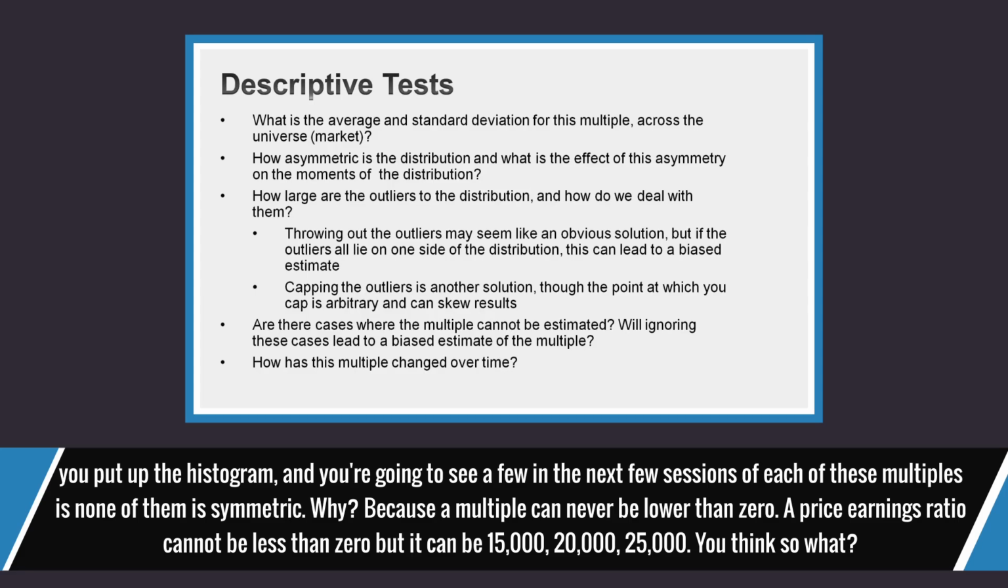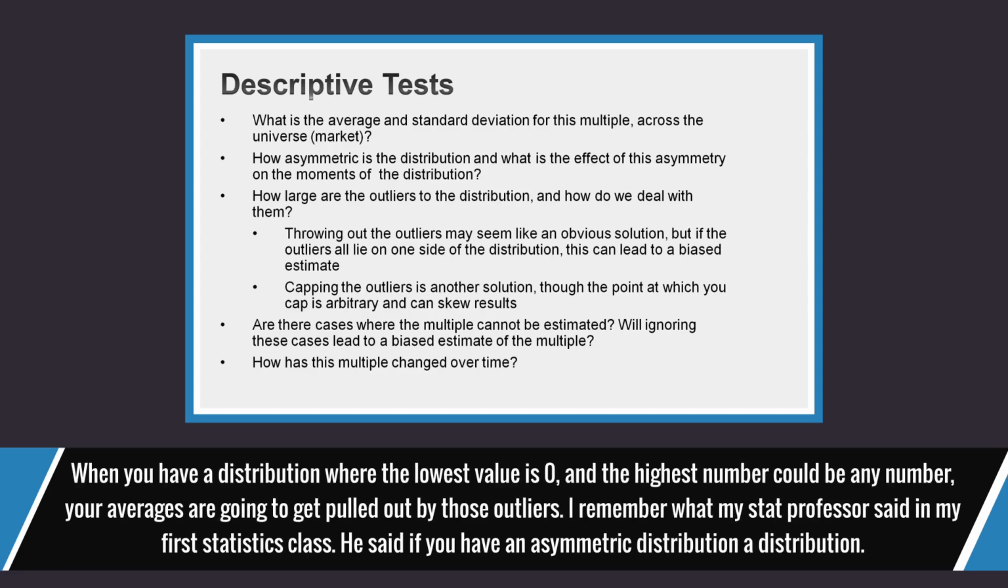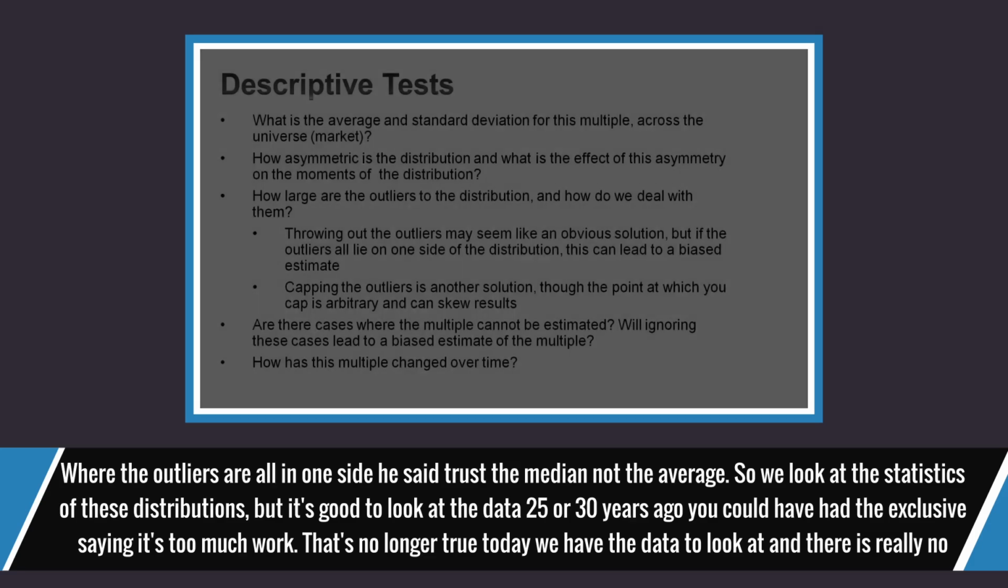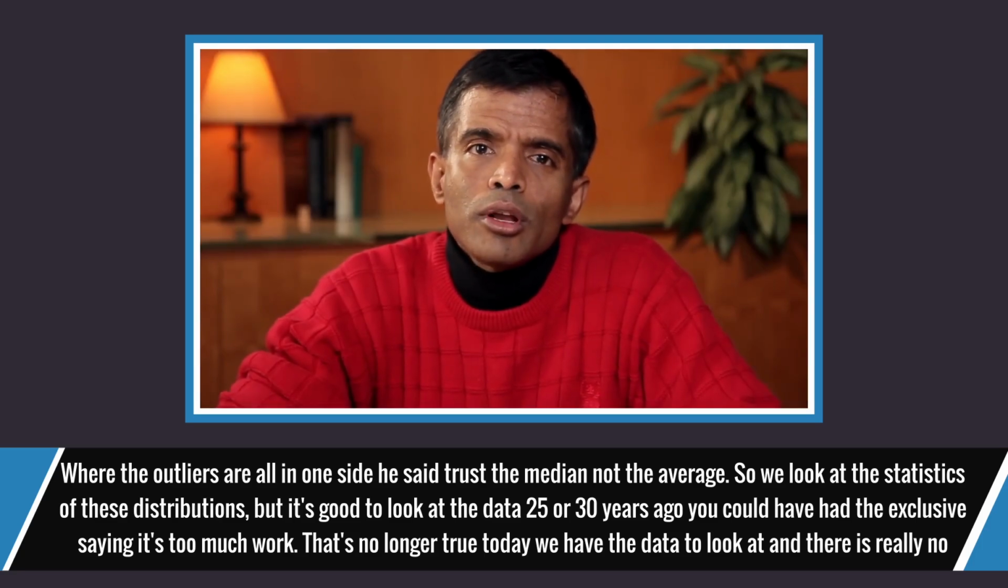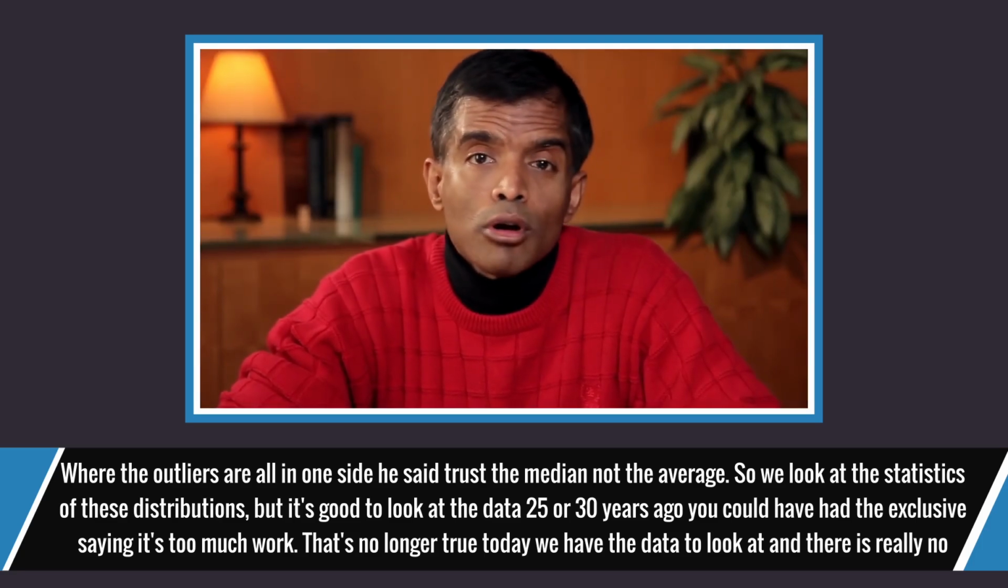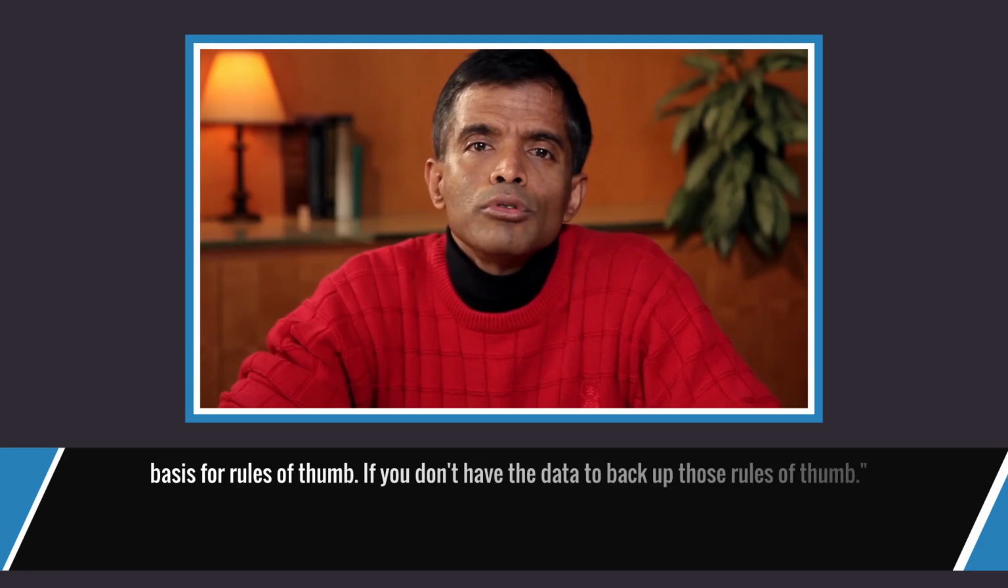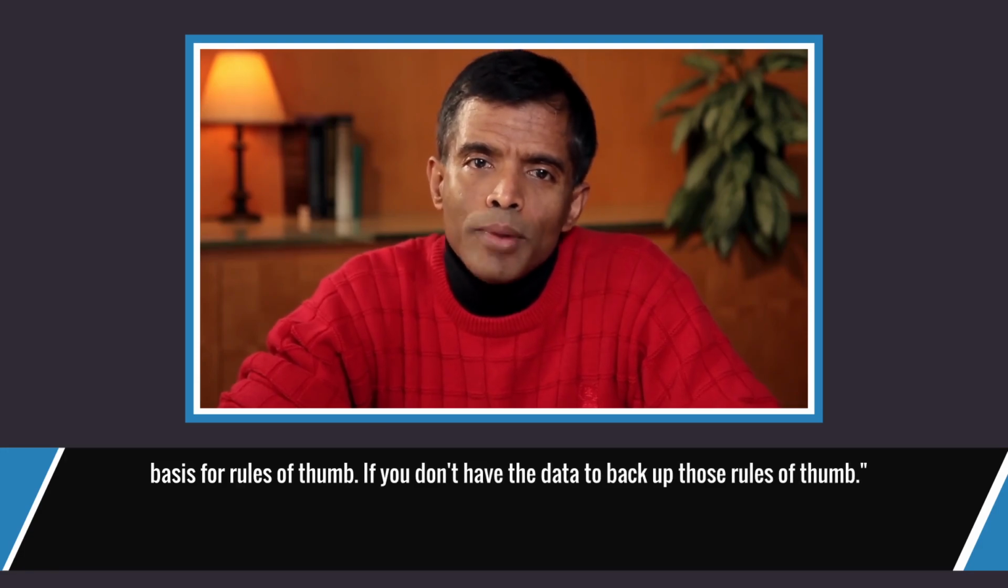You're saying, so what? When you have a distribution where the lowest value is 0 and the highest number could be any number, your averages are going to get pulled out by those outliers. I remember what my stat professor said in my first statistics class. He said, if you have an asymmetric distribution, a distribution where the outliers are all on one side, trust the median, not the average. So we'll look at the statistics of these distributions, but it's good to look at the data. 25 or 30 years ago, you could have had the excuse of saying it's too much work. That's no longer true. Today, we have the data to look at, and there is really no basis for rules of thumb if you don't have the data to back up those rules of thumb.